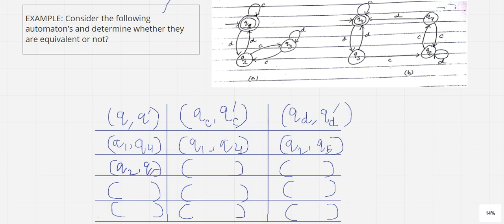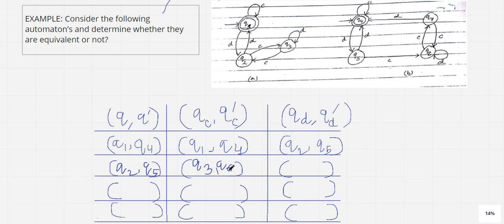Okay, Q2 Q5. Now Q2 on sync C goes to Q3, correct? And Q5 on sync C, it is going to Q6. That means Q2 Q5 on sync C is going to Q3 Q6, correct? Now Q3 Q6, if you look into this, these two are non-final, so there is no issue about that, correct? So now we can move forward.